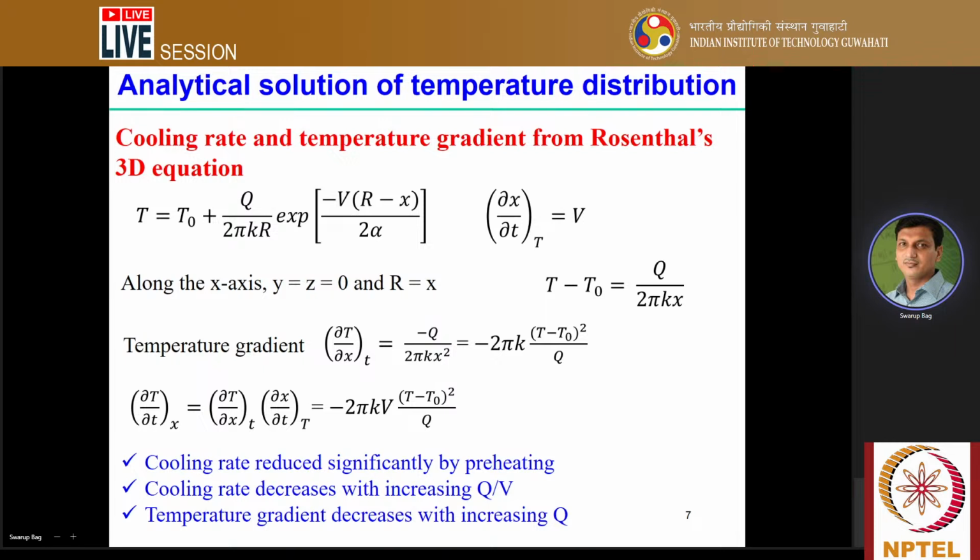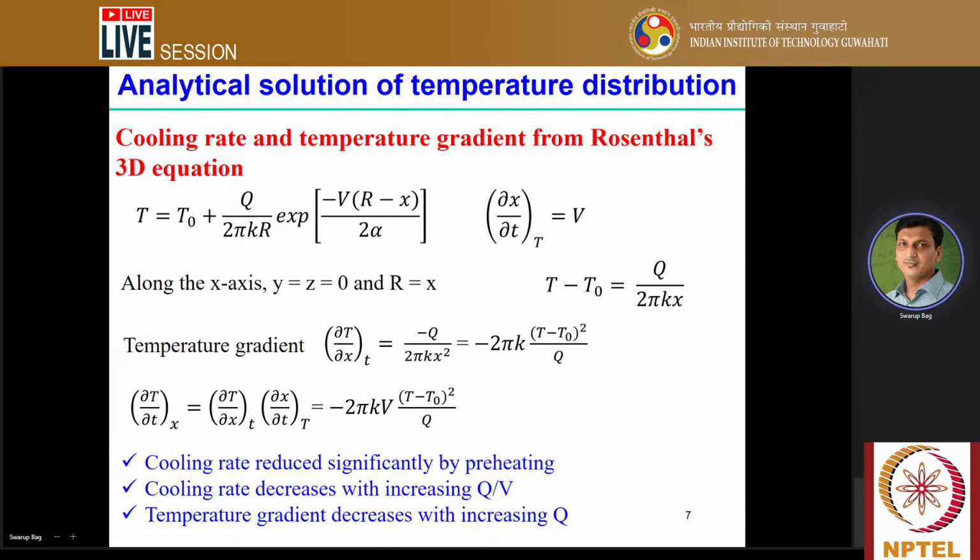Cooling rate means change of temperature with respect to change of time. So del T by del small t actually indicates the cooling rate. And if you consider the cooling rate at a particular point in space, X equal to constant, the partial derivative del T by del t is equivalent to del T by del X into del X by del small t. So that effectively gives the cooling rate.